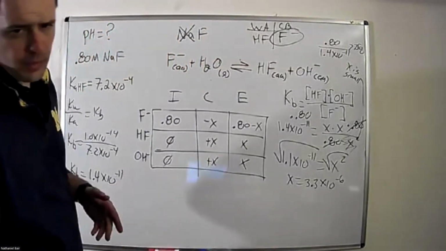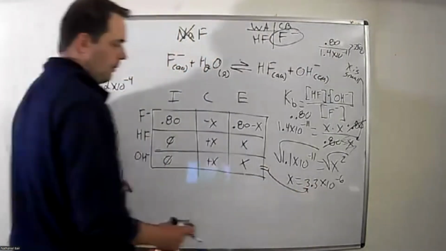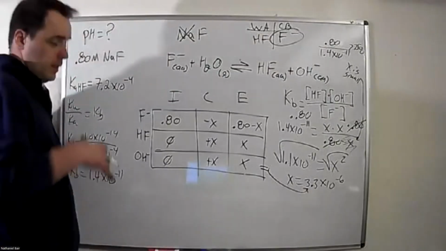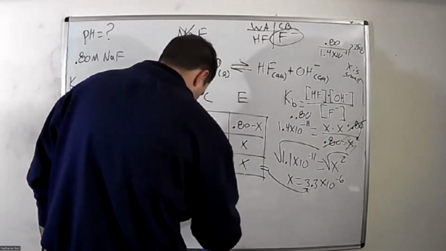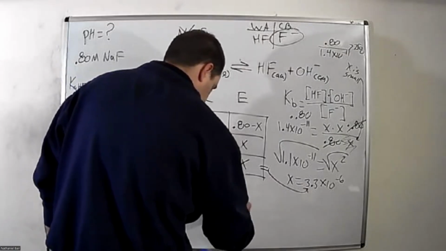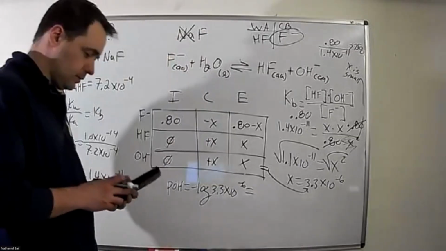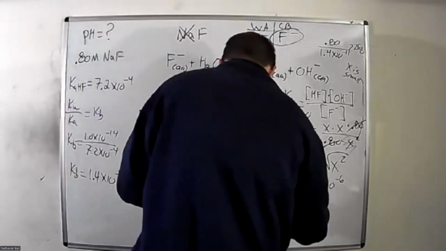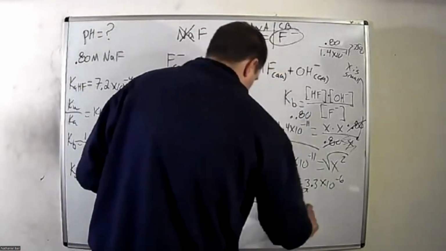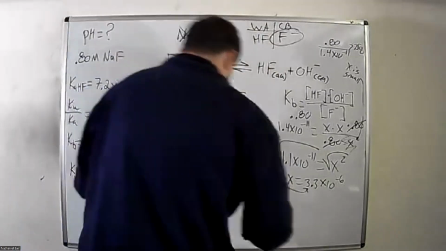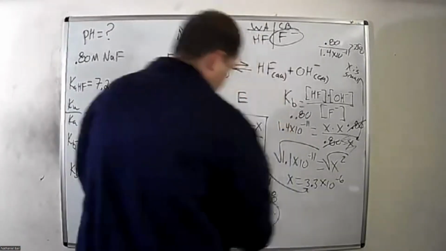We are on the home stretch here, folks. What is x? x is the hydroxide ion concentration. I want the pH. So hopefully you're starting to get back into the swing of things. We can get the pOH very easily. And we get 5.48. And now 14 minus that gets us the pH. The pH is 8.52.